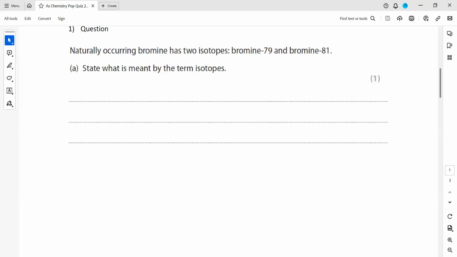The definition of isotope: basically, they are atoms of the same element with the same proton number but different neutron number. So isotopes have the same protons, but they have different neutrons. The atoms of the same element with the same number of protons but different number of neutrons, we call them isotopes.